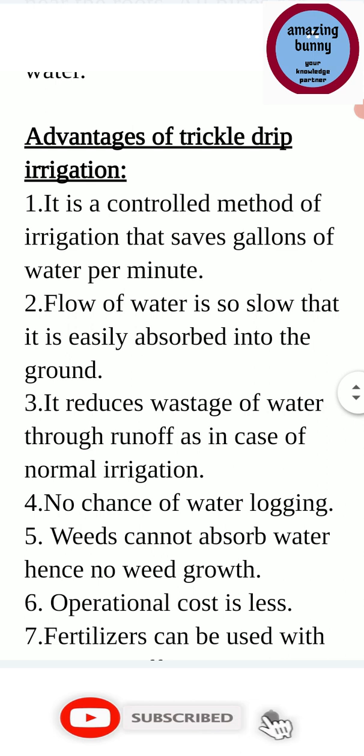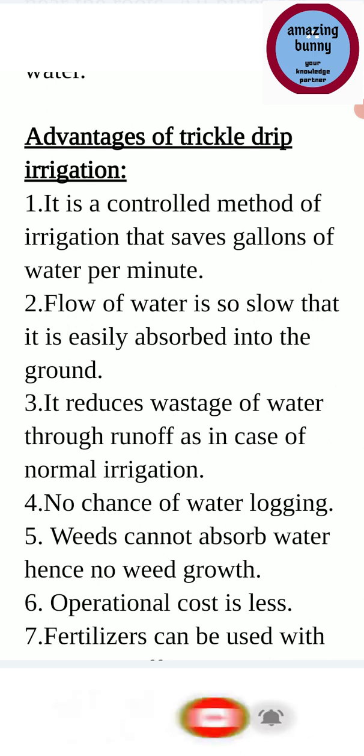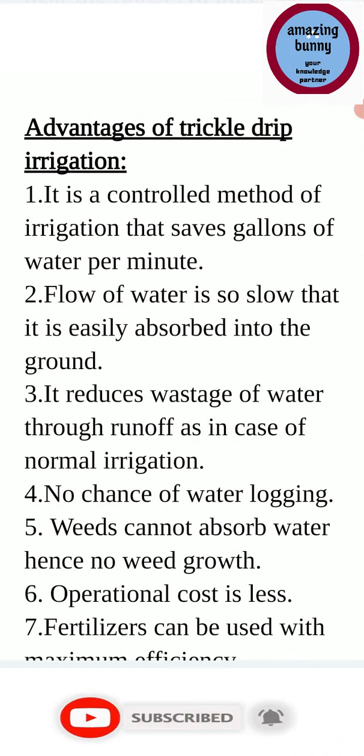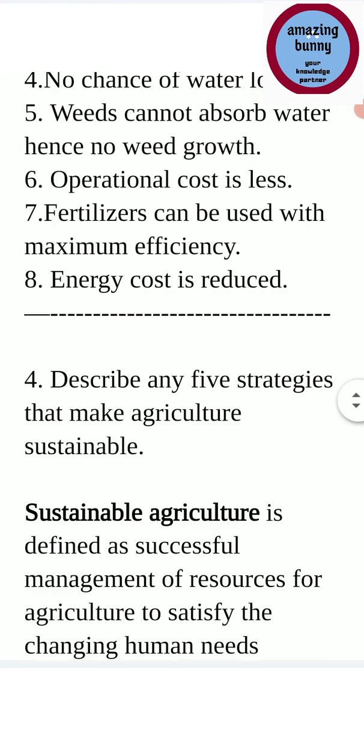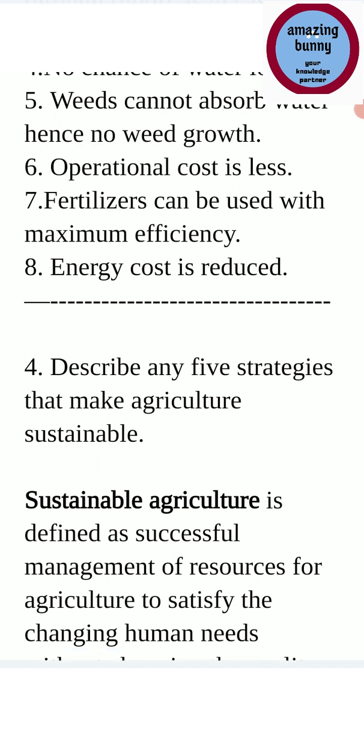Advantages: it is a controlled method of irrigation that saves gallons of water per minute. Flow of water is so slow that it is easily absorbed into the ground. It reduces wastage of water through runoff as in the case of normal irrigation. No chance of waterlogging. Weeds cannot absorb water, hence no weed growth. Operational cost is less. Fertilizers can be used with maximum efficiency, and energy cost is reduced.